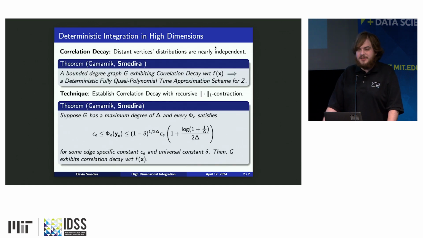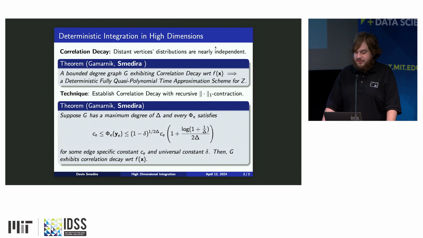Our strategy is basically to use what's called correlation decay, if you're familiar with it. It's the abstract idea that vertices that are far apart in the graph have nearly independent probability distributions. That way we can analyze only a local part of the graph, get an approximation of the probability distribution, and then extend that to compute the Riemann sum or partition function.